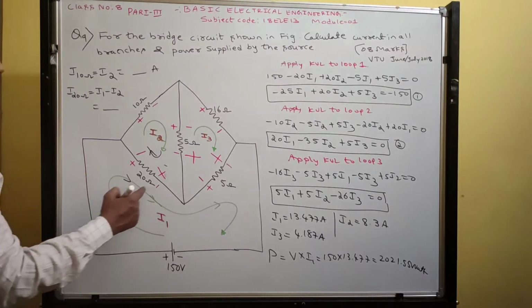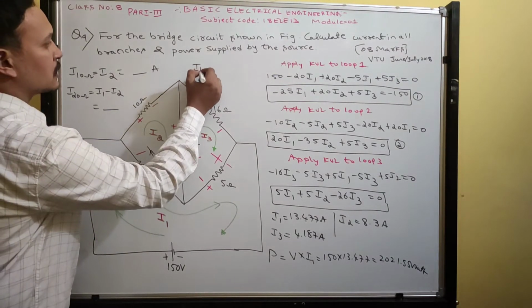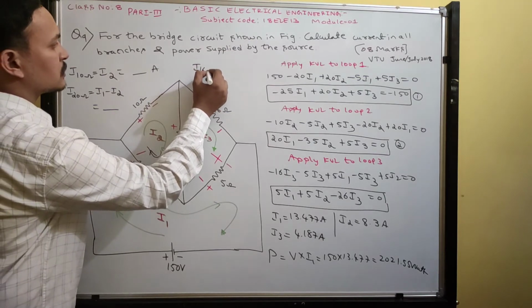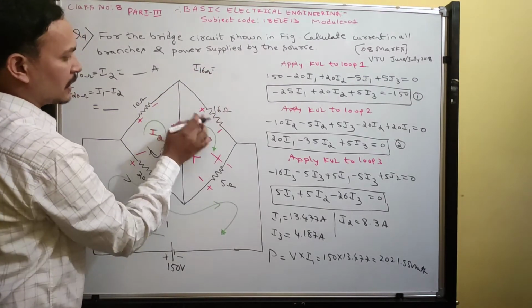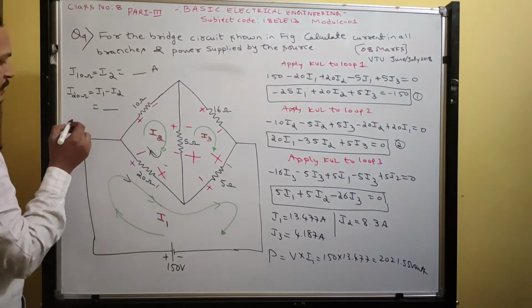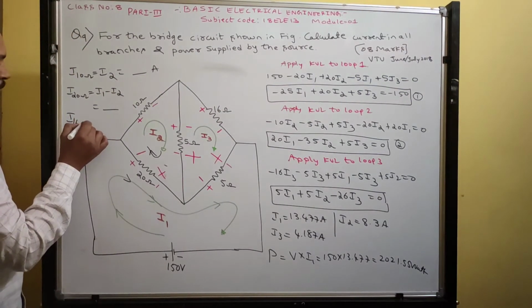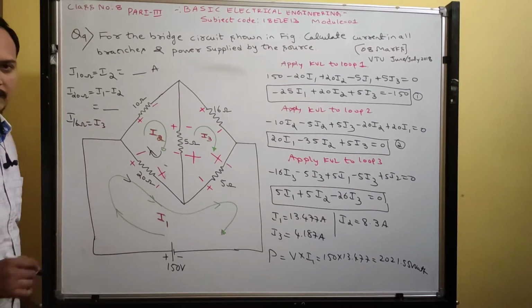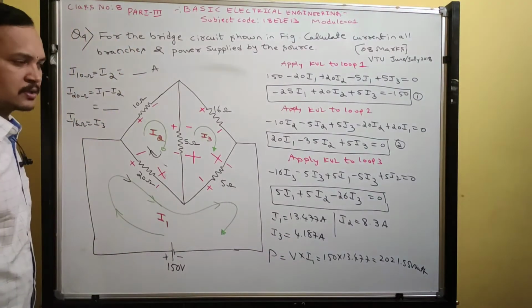Then next, what is the current in the 16 ohm resistance? The current in the 16 ohm resistance is I3 itself, directly I3 itself. Only one current flows. So I will write that current here. The current in the 16 ohm is I3 itself. What is I3? 4.18.